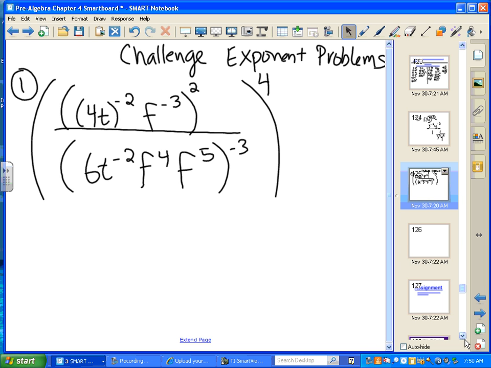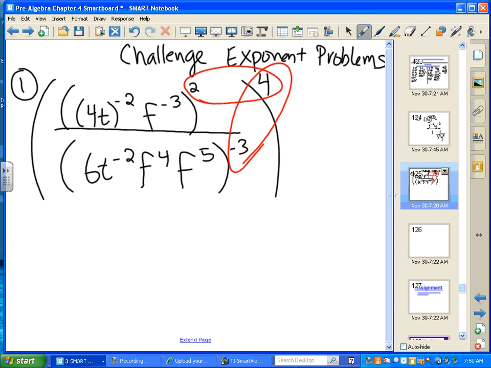Very first thing I want you to do on these big challenge problems is take the power of a power and multiply them. So I want you to circle what I just circled. We're going to multiply all of that together. We're going to multiply power of a power first.